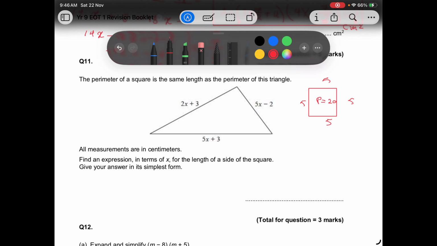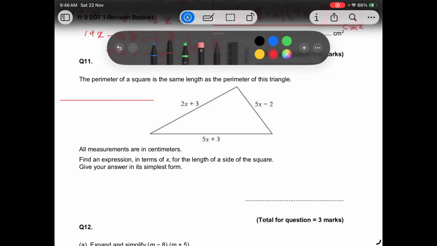Why is that? Because 20 over 4 is 5. So the side length equals the perimeter over 4. So here let us find the perimeter for this and divide it by 4. Then we will end up with what we are seeking. So look at this. Add all these guys together.